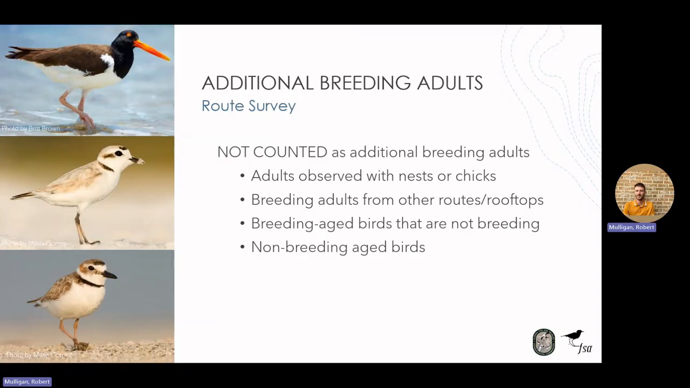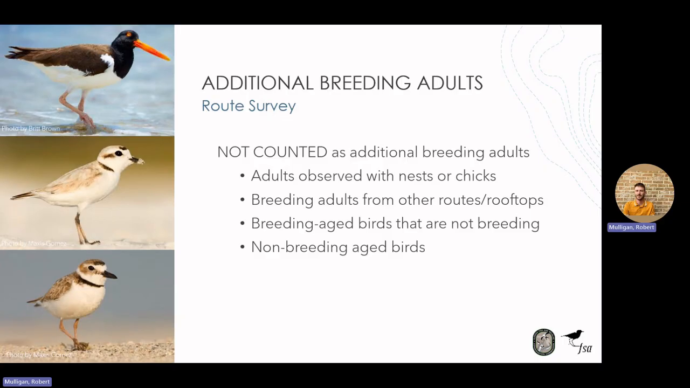Not all adult shorebirds you observe on your route will be counted as additional breeding adults. The additional breeding adult count is not a count of every bird you see on your route, just those who are actually breeding on a route, but were not observed with their nest or with their chicks. Birds that are excluded from this count are birds observed at nests or with chicks. These do not get counted as additional breeding adults, as they are counted as part of the solitary nest site or roving chick observation.